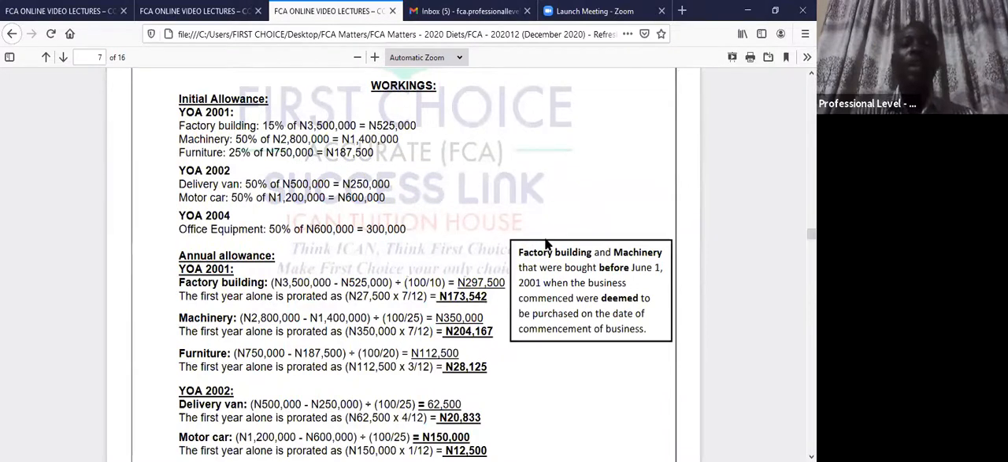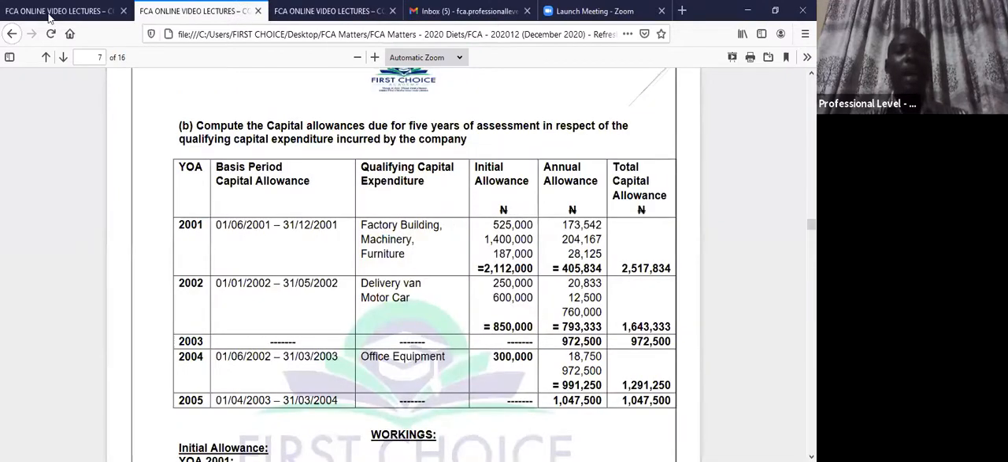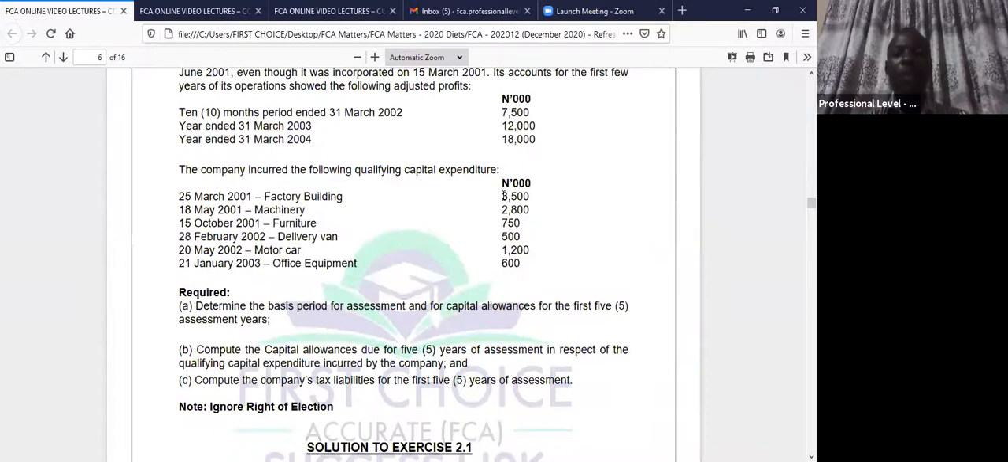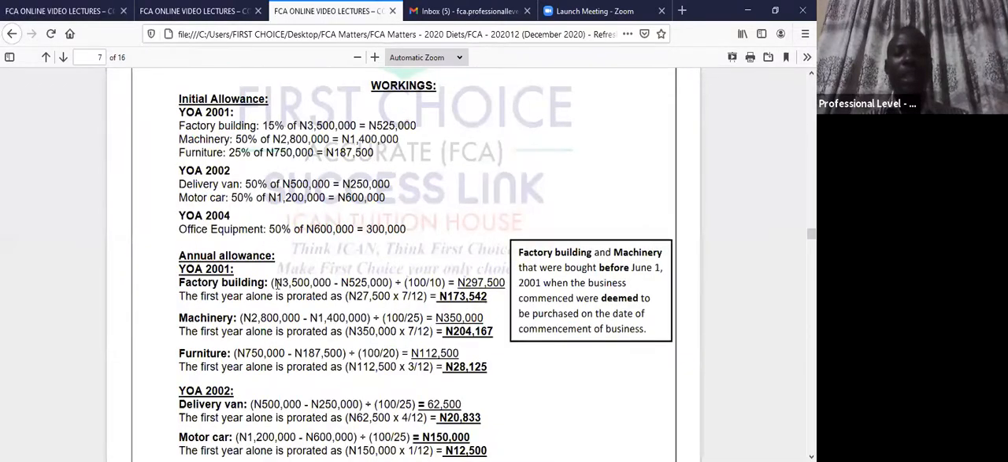The first working here is for initial allowance. How do we calculate initial allowance? The first one is factory building. And how much was our factory building? Our factory building was 3,500,000. And so we say initial allowance is 15%.